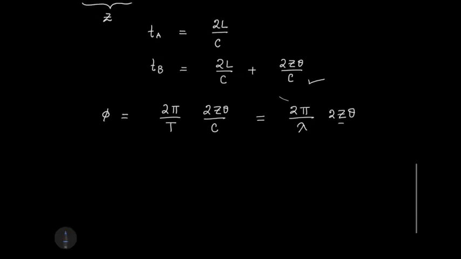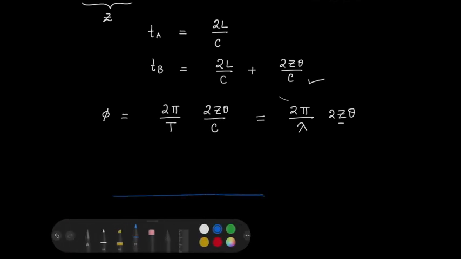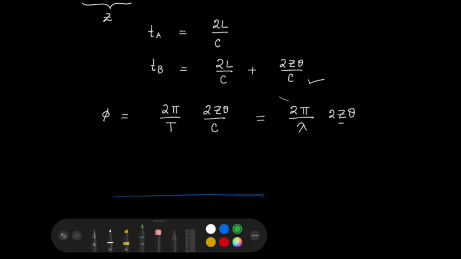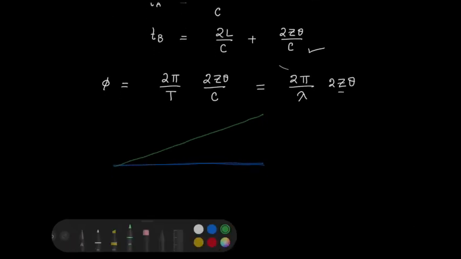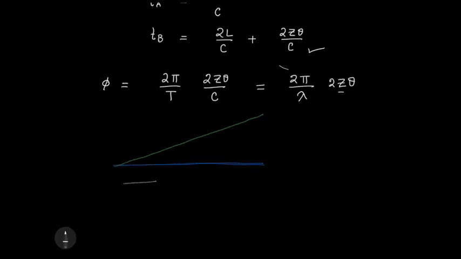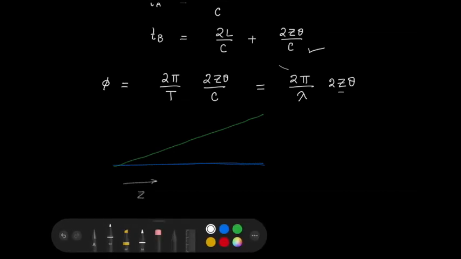So what will happen? If I look at this edge, I had the reflection of one mirror here and the other mirror there, and remember that this axis is Z. At different values of Z, my phi is now different. Phi is a function of Z.